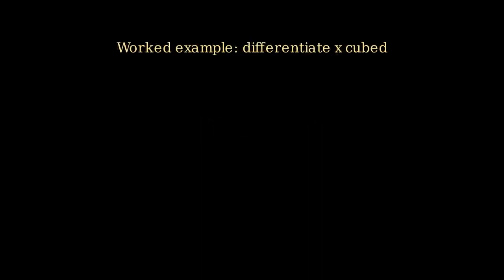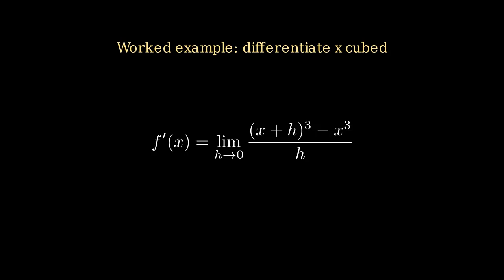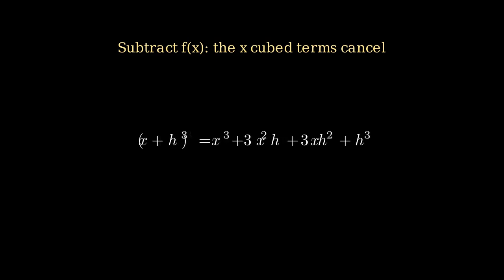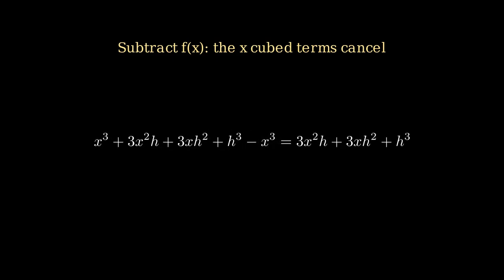Now let's put the limit definition to work with a worked example. Differentiate f of x equals x cubed using the limit definition directly, and then check the answer against the power rule. First, we expand f of x plus h, that is x plus h cubed, which equals x cubed plus 3x squared h plus 3xh squared plus h cubed. Next, we subtract f of x, which is just x cubed, from this expansion. The x cubed terms cancel, leaving us with 3x squared h plus 3xh squared plus h cubed.